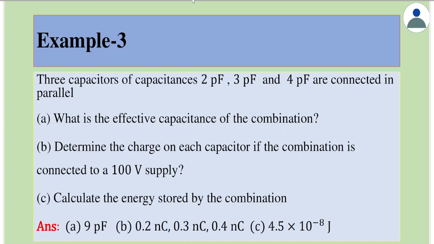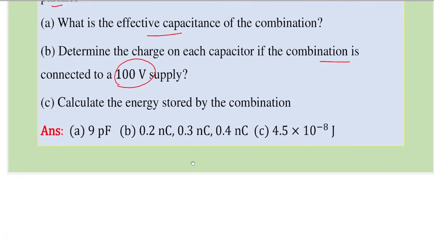Example 3 says 3 capacitors of capacitances 2 picofarad, 3 picofarad and 4 picofarad are connected in parallel. Even here there are 3 subparts to the question. The first subpart says, what is the effective capacitance of the combination? Second part is, determine the charge on each capacitor if the combination is connected to a 100 volt supply. And third part is, calculate the energy stored by the combination. So let's do it one by one.